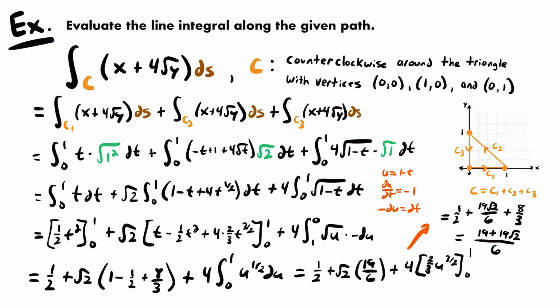And if you wanted to, you could pull out that common factor of 19 out of those two terms in the numerator, but it doesn't matter. That would be the final answer to this example. 19 plus 19 square roots of 2 divided by 6 is the value of this line integral over this path. Let's take a look at one more example for this video.